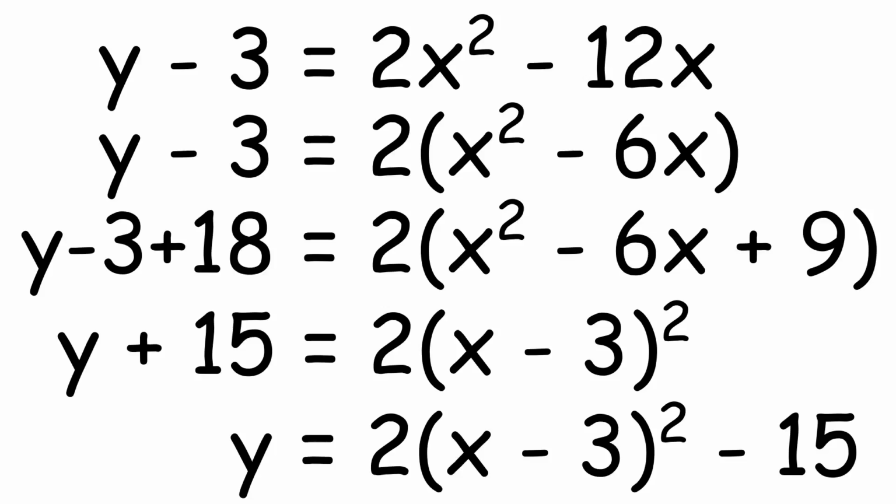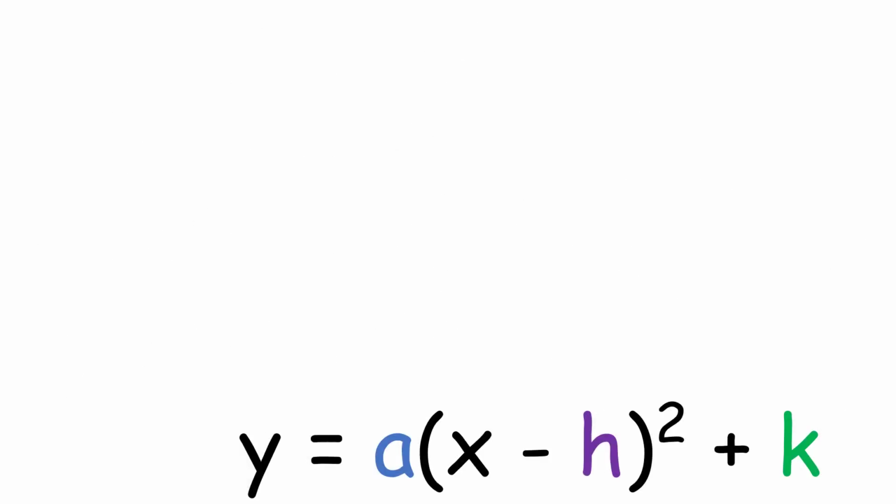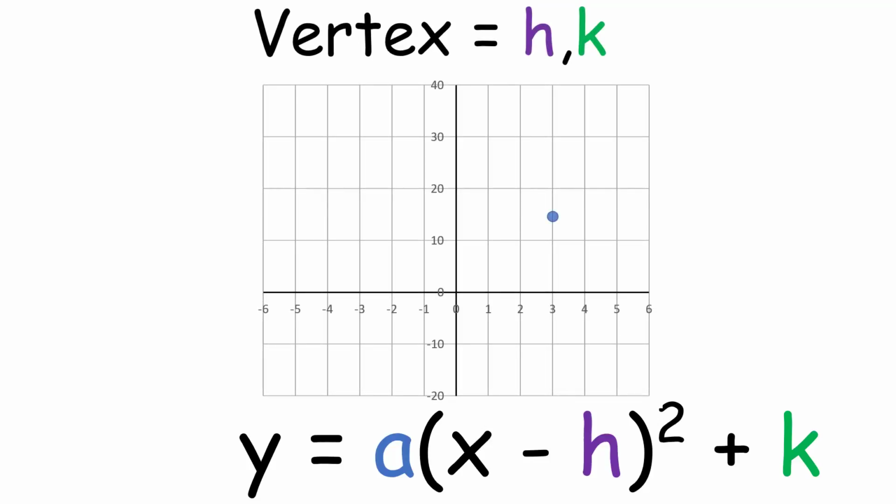Now that might seem like an awful lot of work to basically just restate the same equation a little bit differently, but it's now in something that we call vertex form, and more generally we write it like this. Now the neat thing about vertex form is that it includes the coordinates of the vertex. It's at hk, and that of course tells us that the x value for the line of symmetry is h.